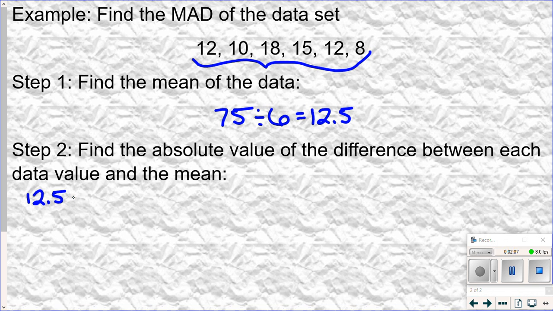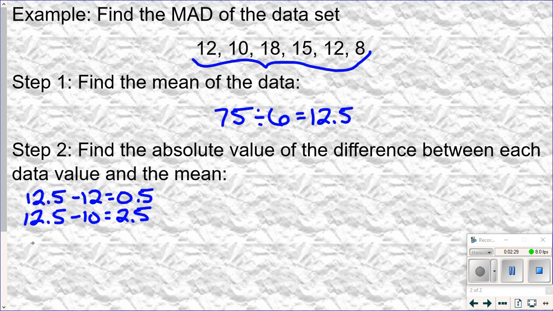So I take the mean minus the first data value, which is 12. And so that gives me 0.5. So the first data value is 0.5 away from the mean. And I take the next value, 12.5 minus 10, and I get 2.5. So it's a little further away from the mean.